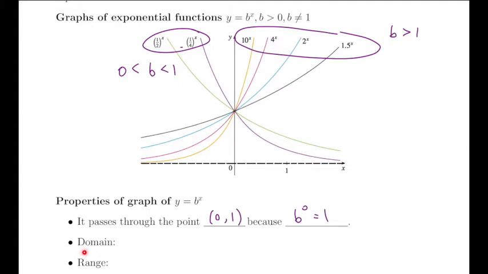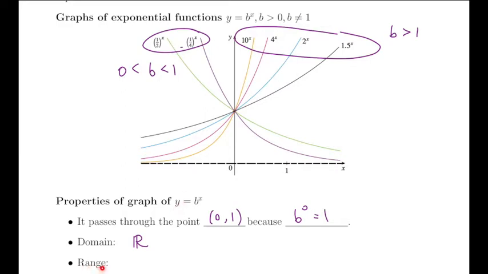Now let's look at the domain. The domain of a function means all the x values that you can have so that the output is a real number. Now, x can be any real number you want. Because b to the any real number exists, that means the y value exists. So the domain is all real numbers. You can plug in any real number you want into x, and you get a real number as y.